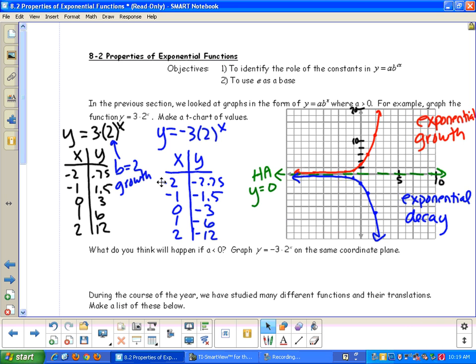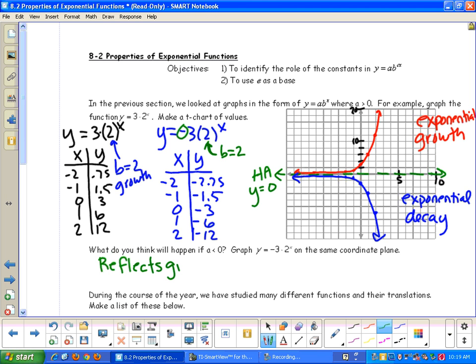But you don't want to make that mistake because here your b value is equal to 2, but if you say this is exponential growth, you would be wrong because notice that the negative right here reflects our graph over the x-axis. You have to be very careful to watch out for that. So this reflects the graph over the x-axis. Okay.